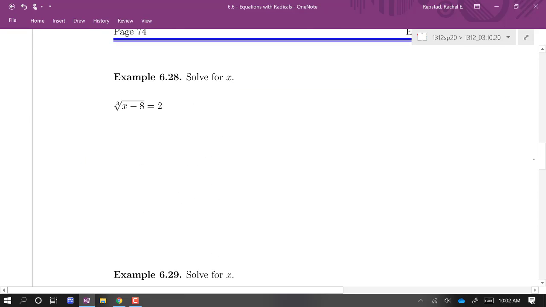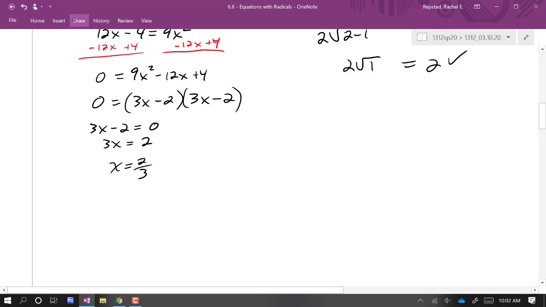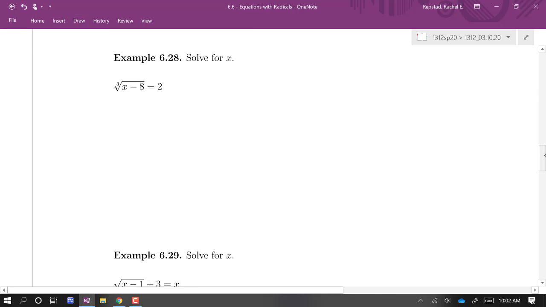Let's do another. Here's an equation with a cube root. That cube root is already isolated. What do we want to do first here? Cube both sides. Mm-hmm. So then when we cube both sides, on the left we get x minus 8 equals 8 on the right side. And that's pretty simple to solve. We get x equals 16.